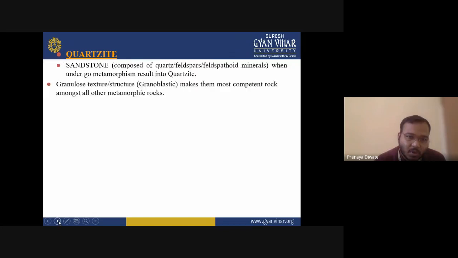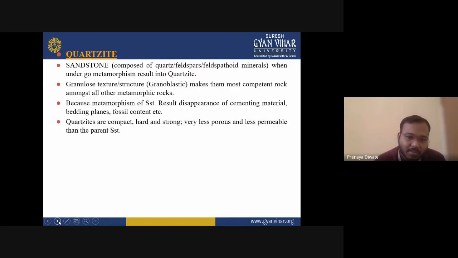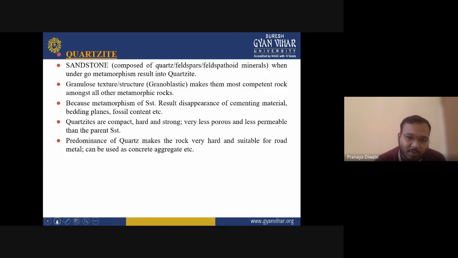All these rocks can be used. Quartzite: metamorphism of sandstone results in the disappearance of cementing material, bedding planes, and fossil content. Quartzite is compact, hard, and strong, and is less porous and less permeable than the parent rock.